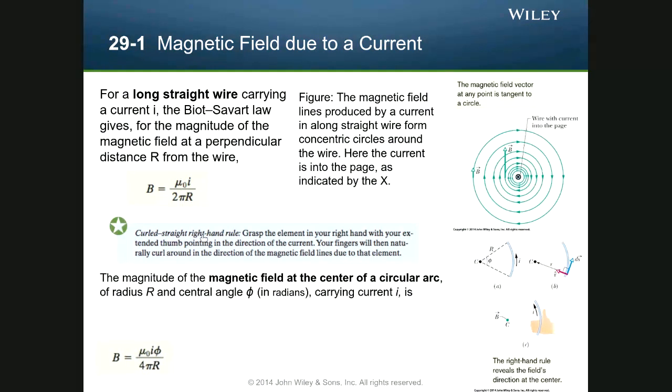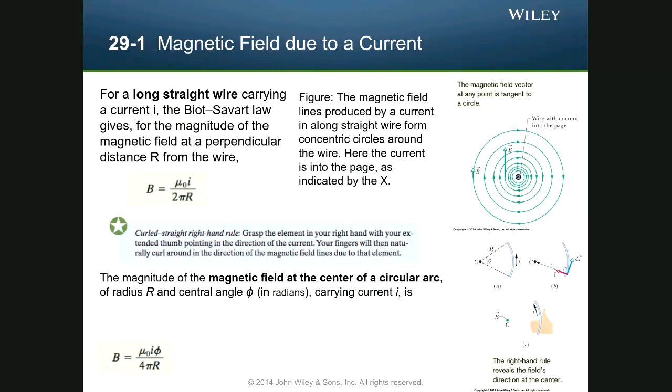Grasp the element in your right hand with your extended thumb pointing in the direction of the current, just as I said. Your fingers will then naturally curl around the direction of the magnetic field due to that element. All right, but you'll notice that it can get a little crazy. So try that in these situations, but right now we want to prove these results using the Biot-Savart law.